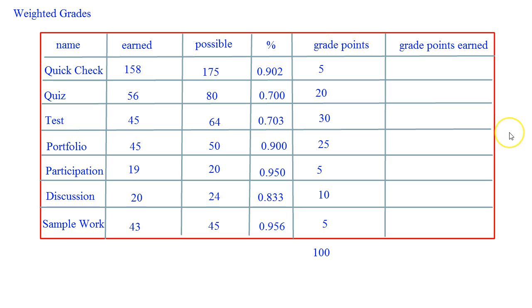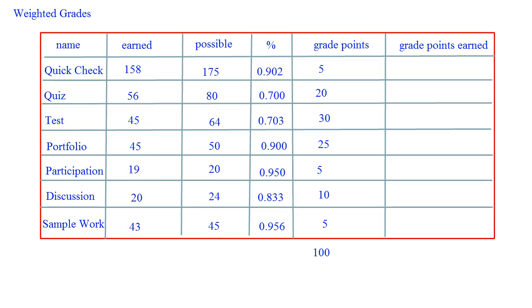0.902. For that one right there, what I did was I divided the 158 by the 175 and got this number. I'm going to leave it in decimal form. Technically this is 90.2%. So they got like an A on their quick checks. Now the next bunch of sections, we've got quizzes and tests, they both come in around 70%. Portfolios, participations, discussions and sample works are around the A to B range.